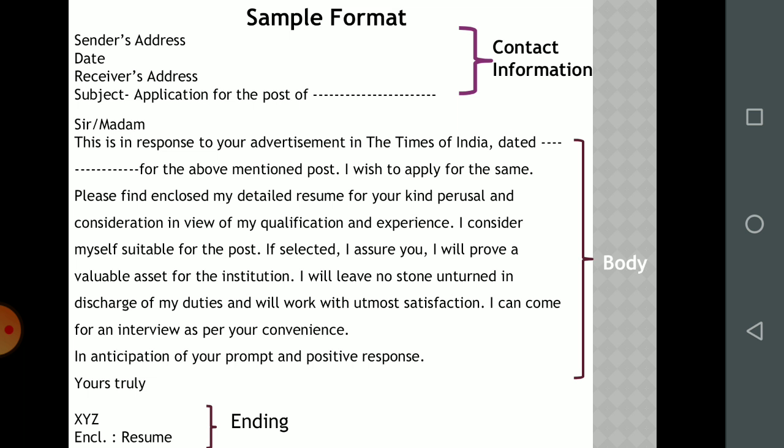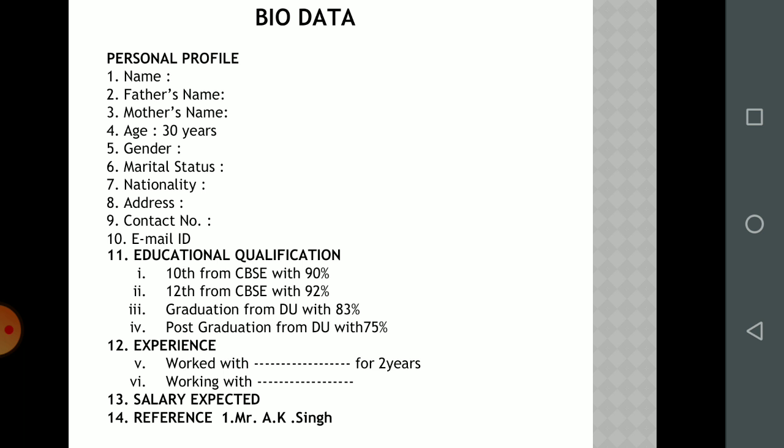Now the enclosed resume. Resume or biodata, or it is called CV as well, is to be enclosed, and let us see what important points are to be added in that. So this is biodata or resume.